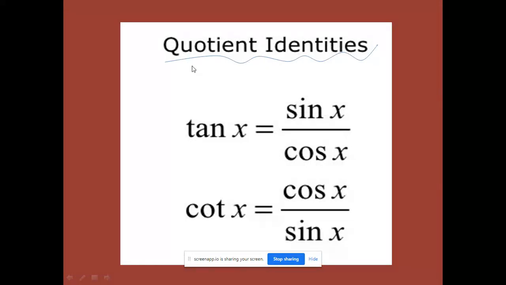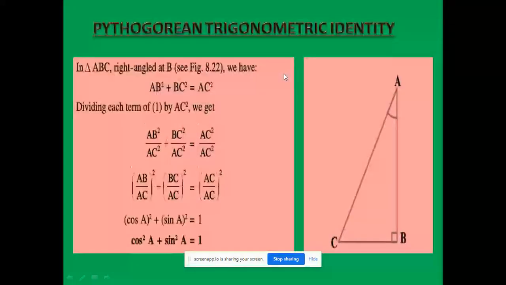Now, we discuss the quotient identities. Quotient identities: tan x can be written as sin x by cos x, and cot x can be written as cos x by sin x. These we call quotient identities.